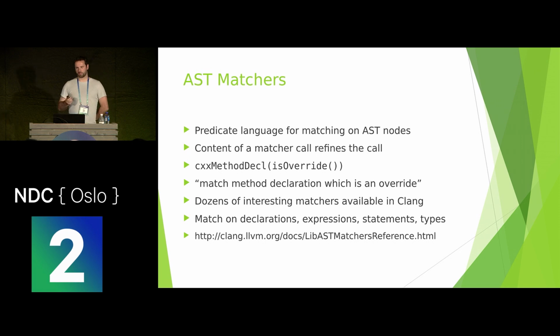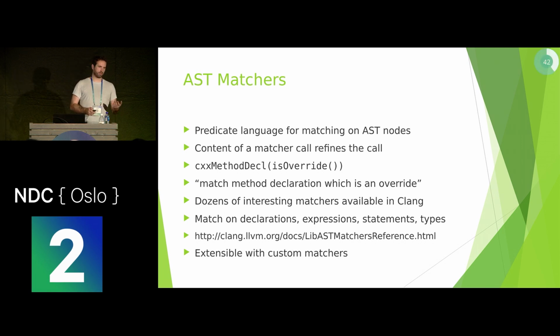There are dozens of interesting matchers in Clang. You can match your functions, your variables, etc. And you can find them all online. We'll see later how you can discover them in an easier way. And you can extend them with custom matchers. What these things are doing is just calling APIs on the Clang AST classes, which Clang uses internally.